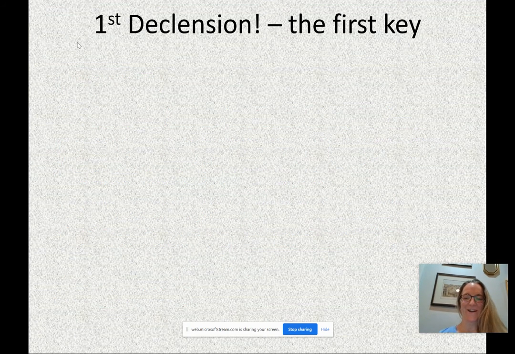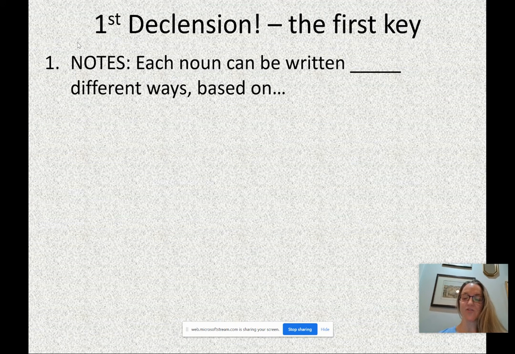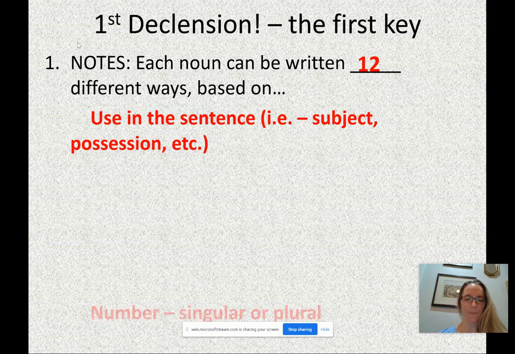First declension, our very first declension. What you need to know first is each noun can be written 12 different ways. This is good and this is not so good, right? In English, we don't have this. We only have two ways, singular and plural.